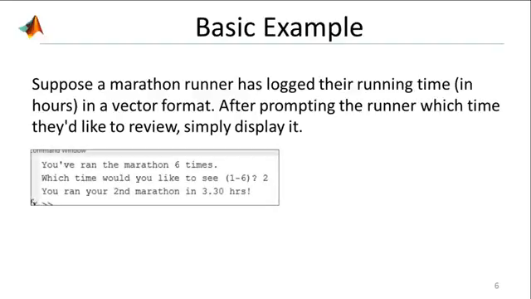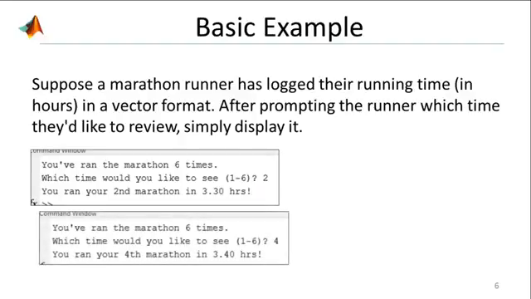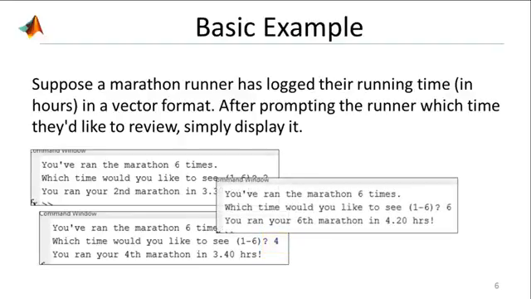For example, you've ran the marathon 6 times. After asking the user which one he would like to see, number 2, the second time is actually displayed. If we run the code again and change the 2 to a 4, then the 4th marathon is displayed. We can do this as many times as we want. So let's go see in MATLAB.